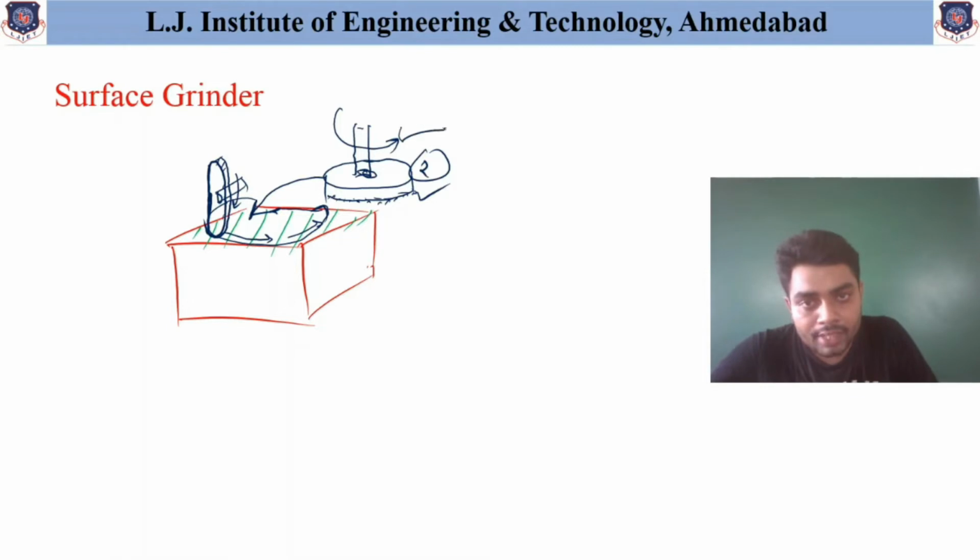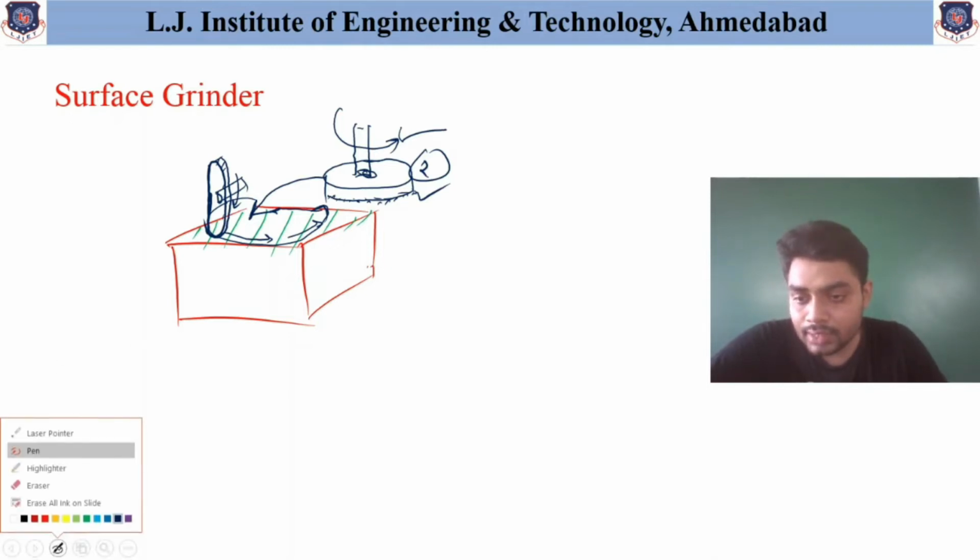So if this type of grinder is used for finishing the top surface of a component, then that is nothing but the surface grinder. I hope it is clear what the basic purpose of the surface grinder is and what the different shapes of these surface grinders might be. So let us have a look at a simple figure.